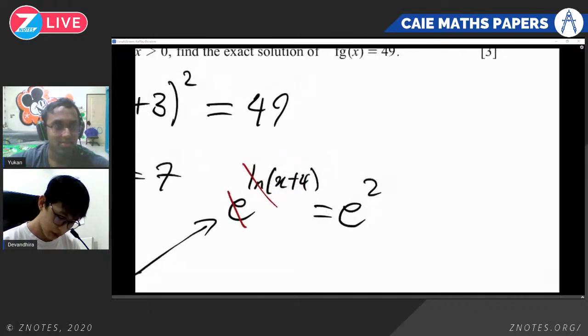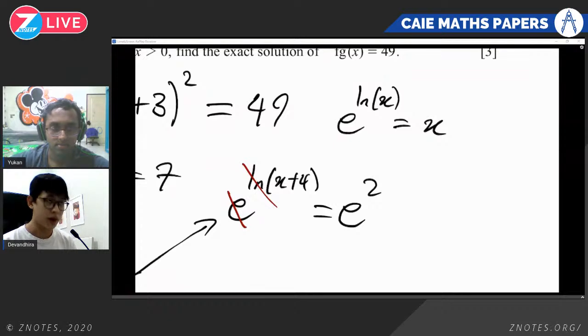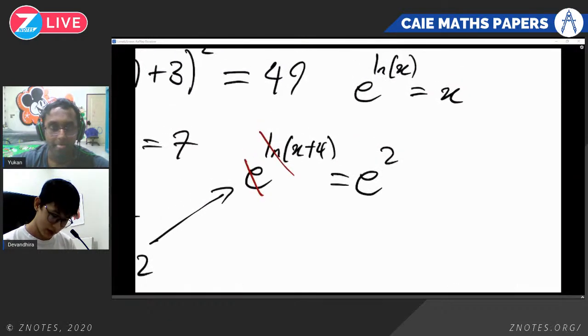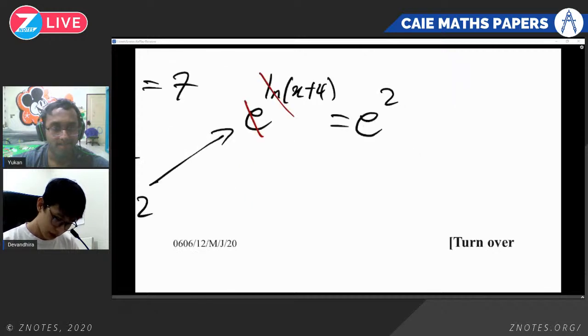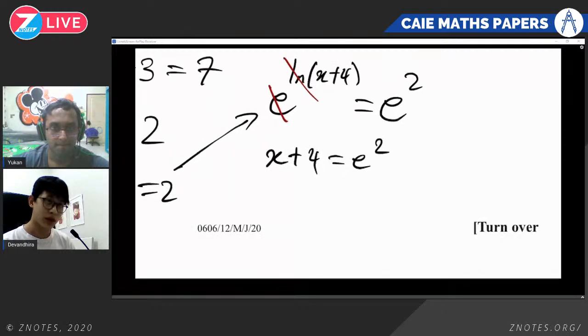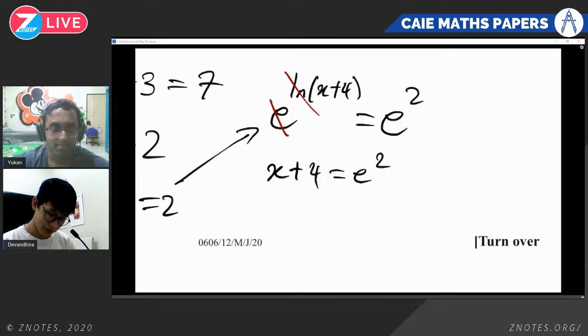So for those of you who don't know yet, e to the power of ln of anything is just whatever's inside the ln itself, correct? Mm-hmm. So let's apply that rule here. The e and the ln cancel, and we have x plus 4 left. Is that correct? Yeah. Now we just have to make x the subject. e squared minus 4. And that's your answer.